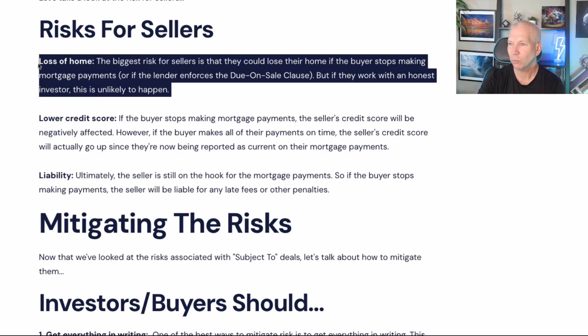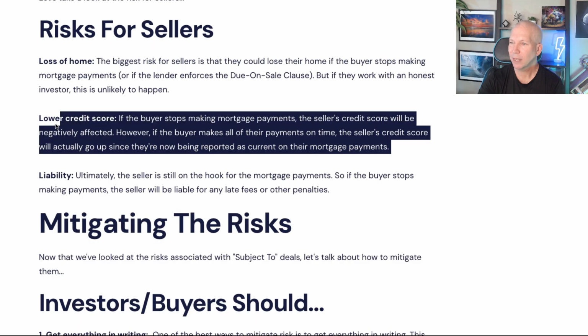This is the hardest one to overcome. They're losing their home basically, and they've got to figure out where they're going to go and what they're going to do. That's a big one. So it could be a matter of weeks, if not months, that a seller needs in order to figure out, oh, where am I going to move to? If they've got a place to move to immediately, not such a big deal.